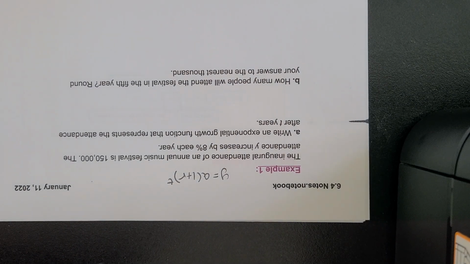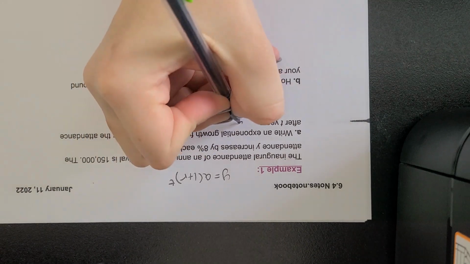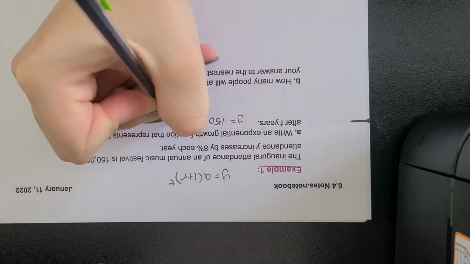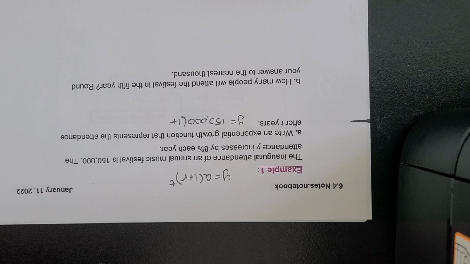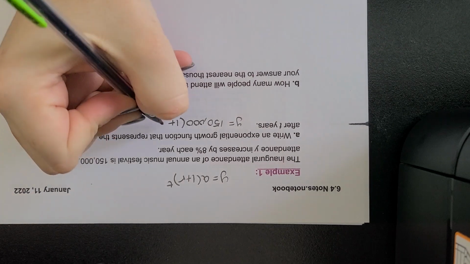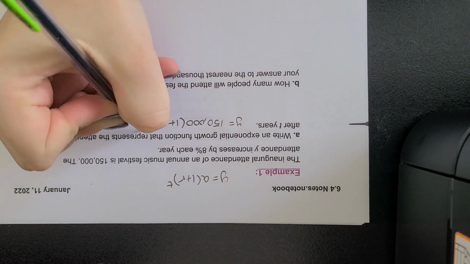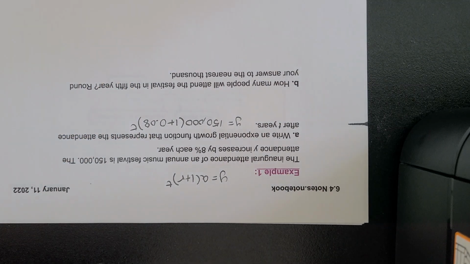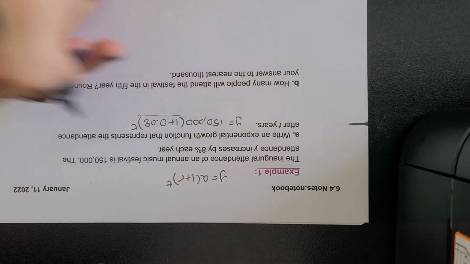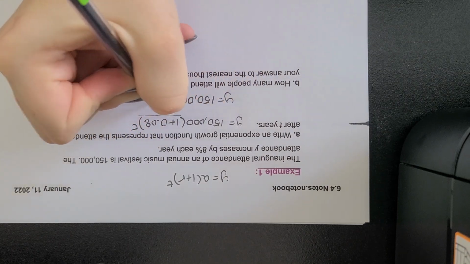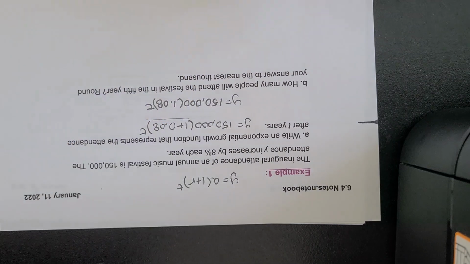A, as we said before, is the initial amount. So this is going to start off as the initial amount of 150,000 people. R is the rate, that's 8%, so we want to turn that into a decimal. So that's going to be 0.08. And then as a function of T years, we don't know what that is yet, so we'll leave that in terms of T. And then we can simplify this part here. So that's going to be our equation.